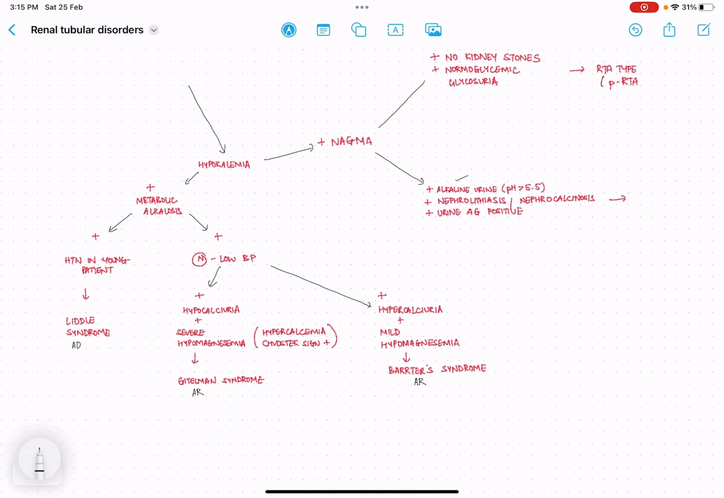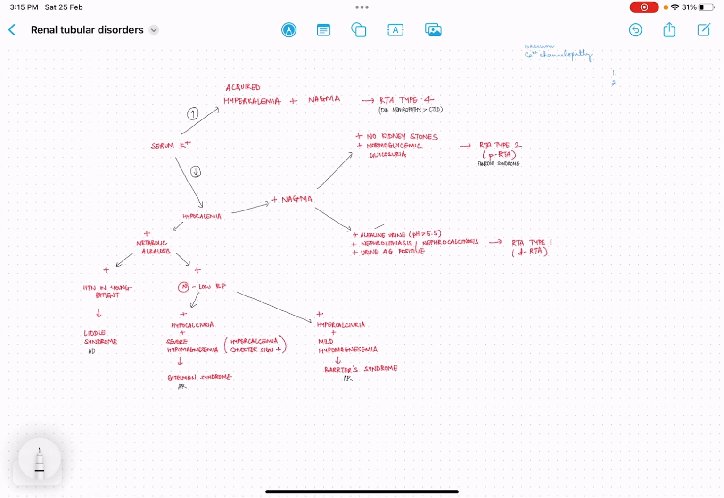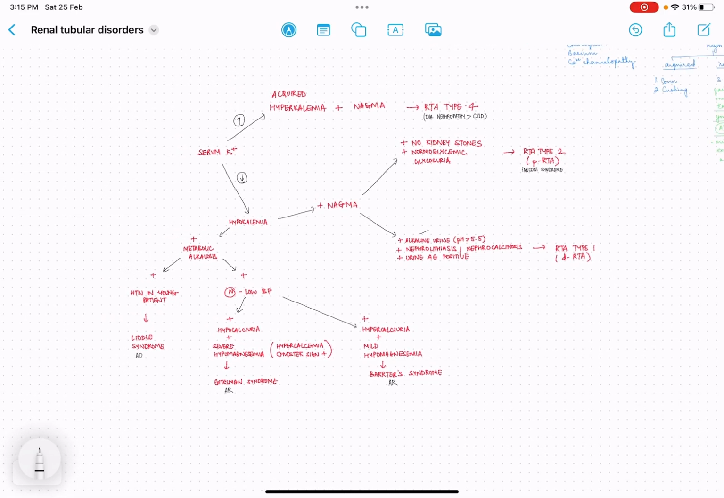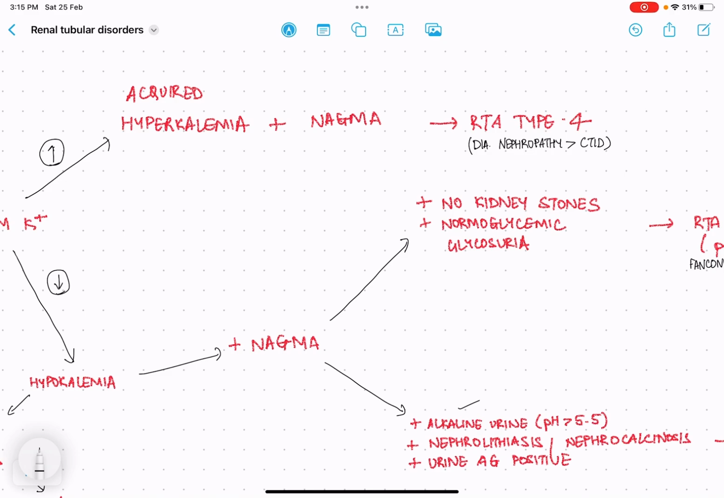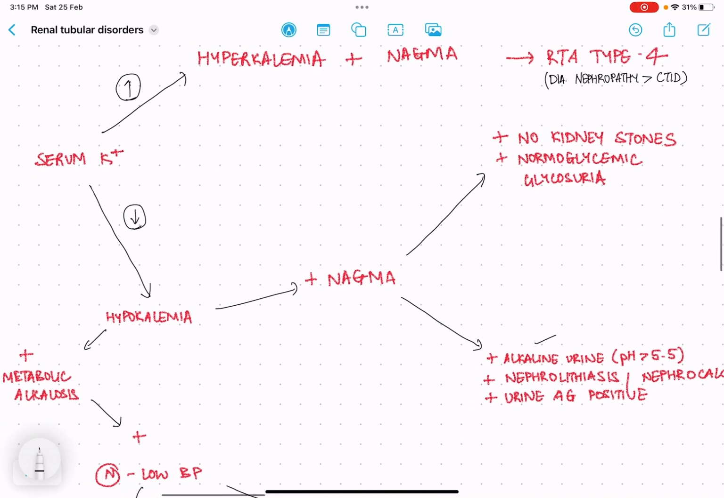So, based on just the history provided, if we want to keep it very short, then we can always look into why we are having each of these findings. But in very brief, first start with serum potassium. Any cause of acquired hyperkalemia with a normal anion gap metabolic acidosis means it is an RTA type 4. Most common cause being diabetic nephropathy followed by CTID.